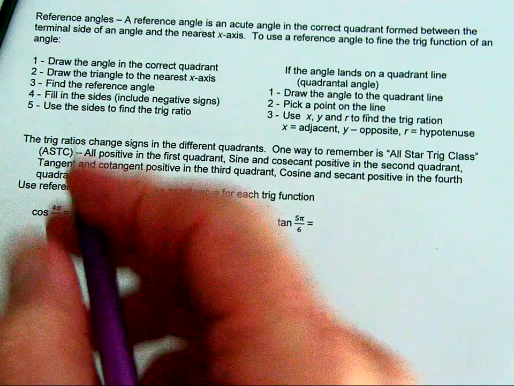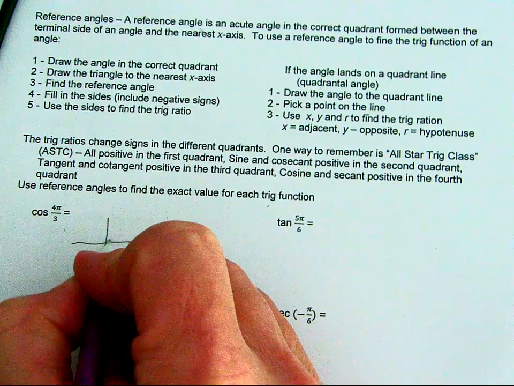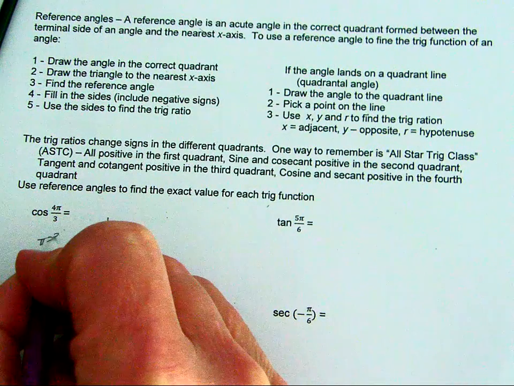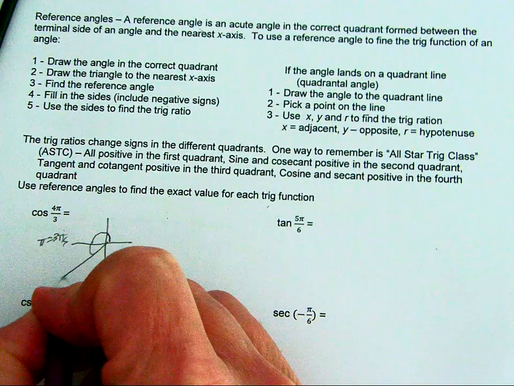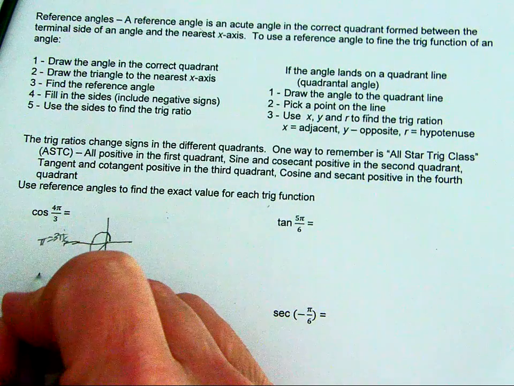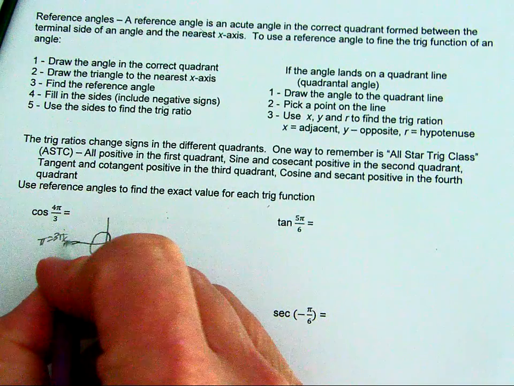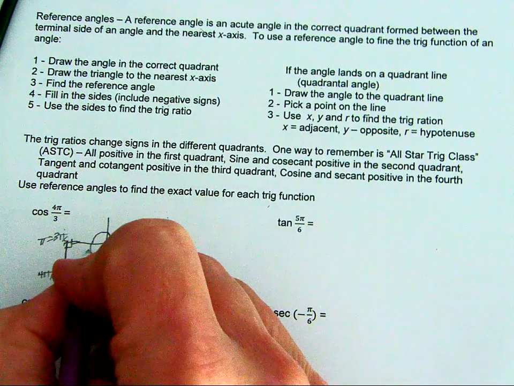So what you do is draw the angle in the correct quadrant. Like if we were doing the cosine of 4 pi over 3, the first thing we want to do is draw the angle in the correct quadrant. So this would be 3/3 pi right here. So pi is the same as 3/3. So 4/3 is going to be a little farther, so it's going to be down here. Then we draw a triangle. We always draw our triangle to the x-axis.